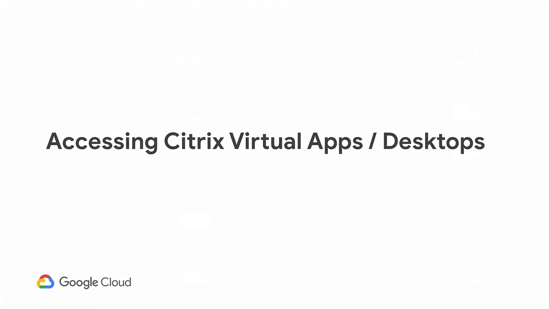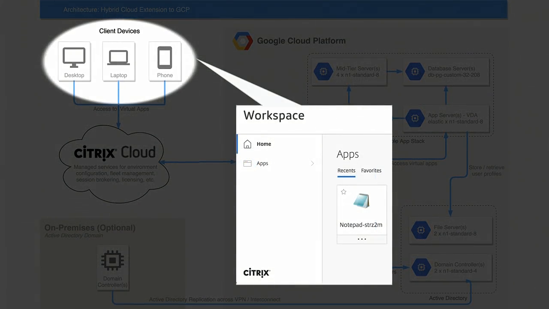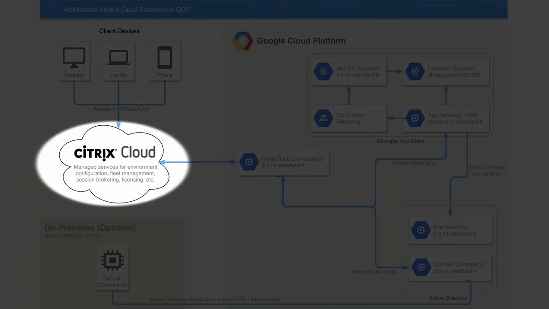So then the next workflow we want to look at is what happens when a user chooses a virtual app, and how does that app get launched, and how does that all work? So again, we're starting here. The user is going to click on Notepad. I want to run Notepad as a virtual app. So that request will go up through Citrix Cloud, and Citrix Cloud is going to then make a decision.